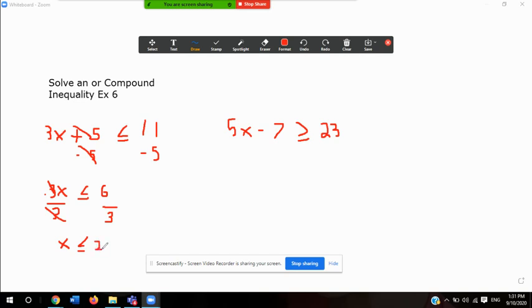So I did the first inequality, and I'm going to do the second one. So I have 5x minus 7 is greater than or equal to 23. So I add 7. That's the first thing I'm going to do to isolate the 5x. And 23 plus 7 is going to be 30. So this side cancels out, and that is 5x is greater than or equal to 30.